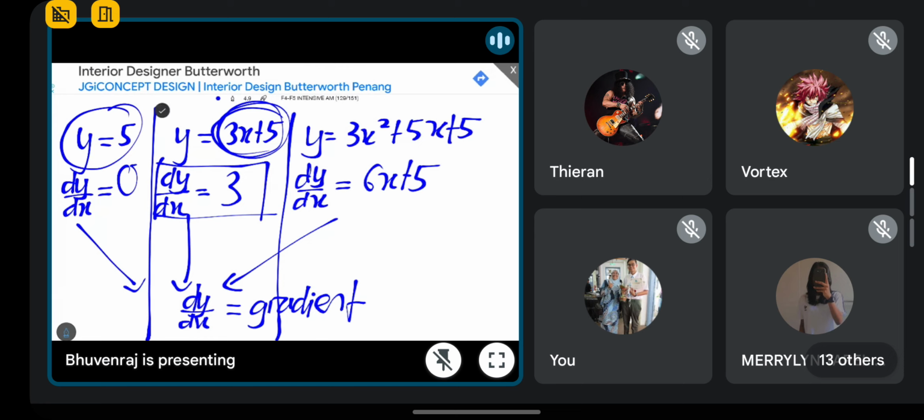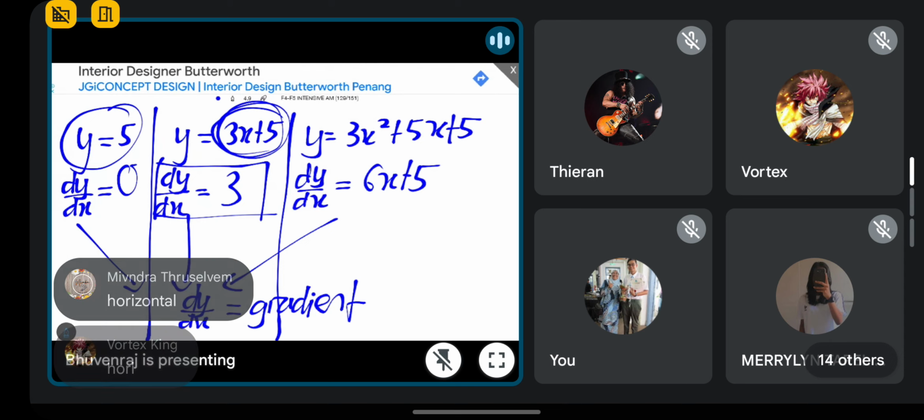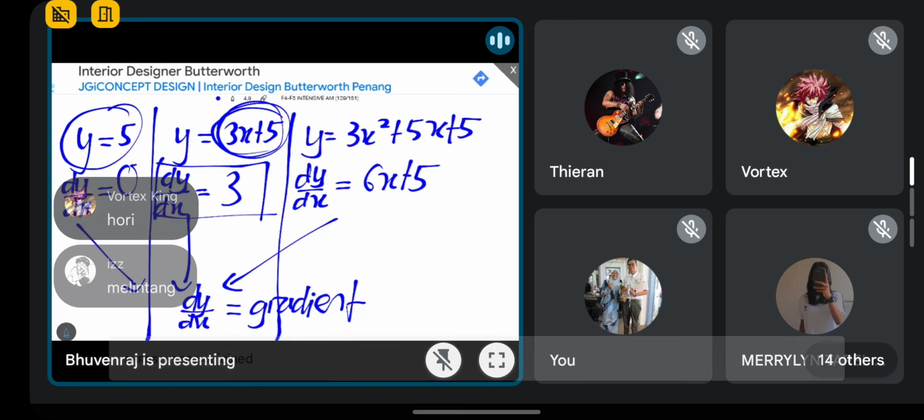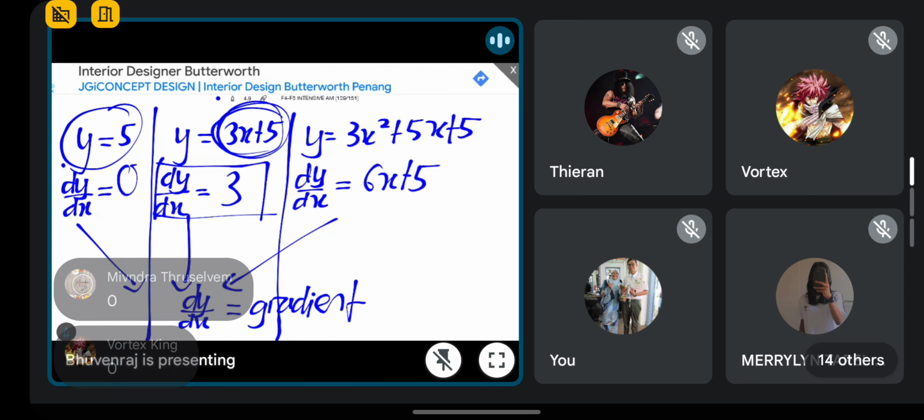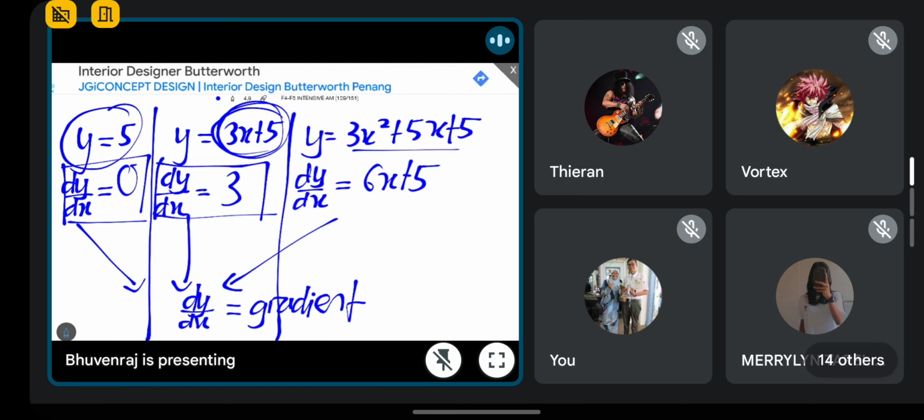Y equals 5. Horizontal or vertical line, guys? This one. Y sama dengan 5 tu garis menegak ke melintang? Horizontal. Very good. Horizontal line, what's the gradient, guys? Apa kecerunan? Yes, very good. 0. So it makes sense. Dy over dx is 0 over here. This one a bit difficult lah.